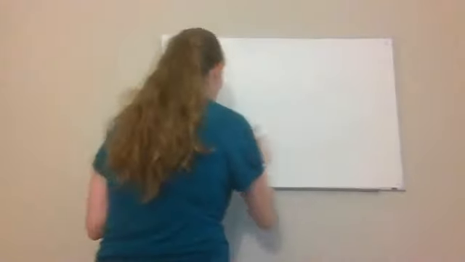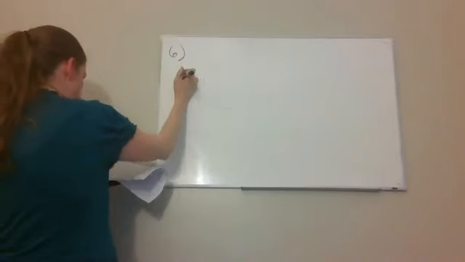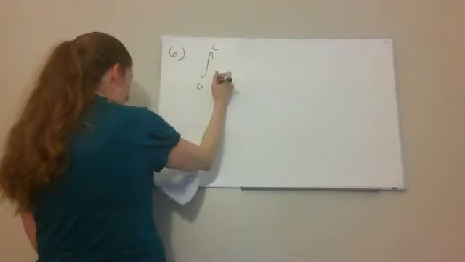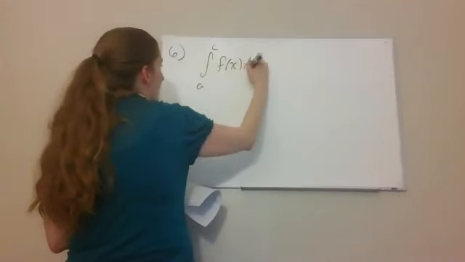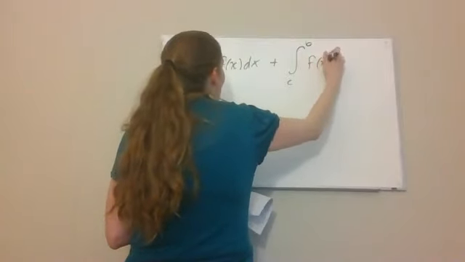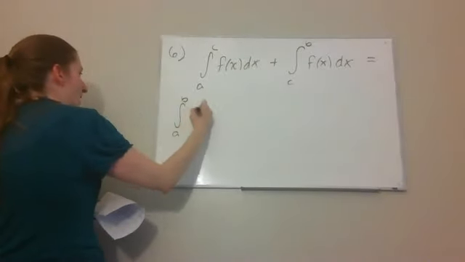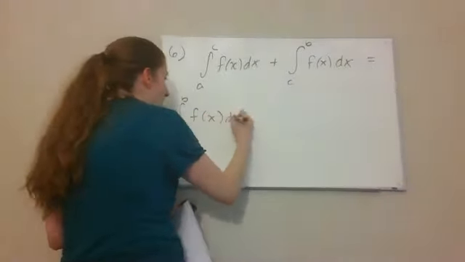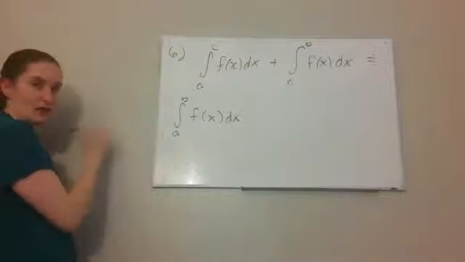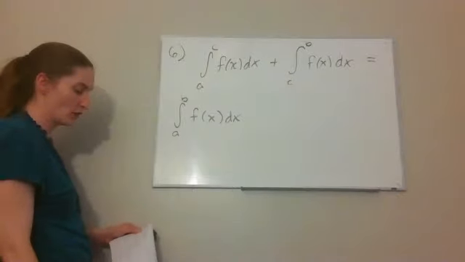Last few properties before we do an example. This property is very useful. It says the definite integral from a to c of f of x plus the definite integral from c to b of f of x is equal to the definite integral from a to b of f of x. So notice I went a to c and then c to b. You can combine it together into one integral from a to b, as long as that top one and that bottom one match each other for the bounds.